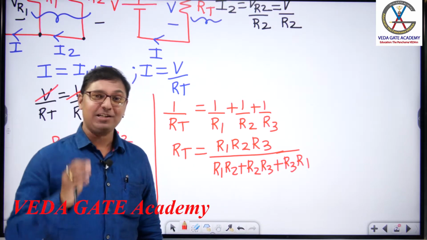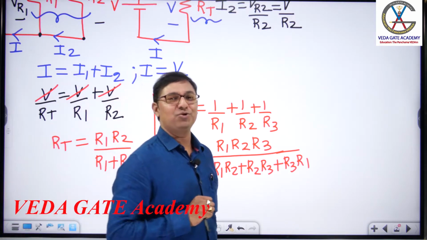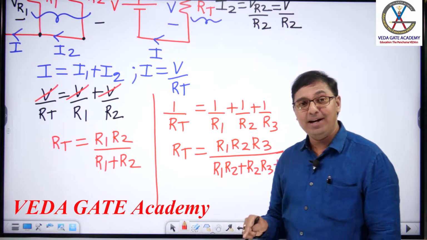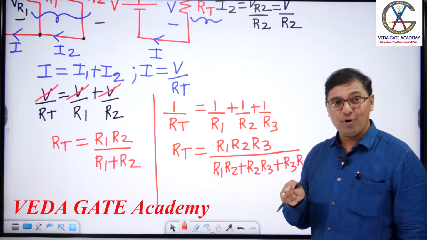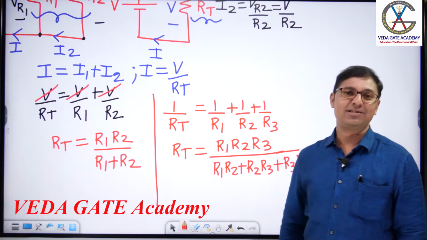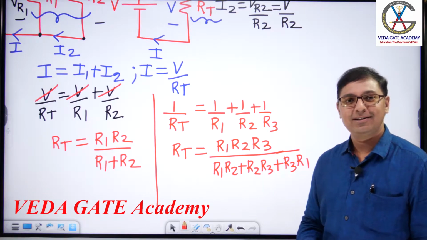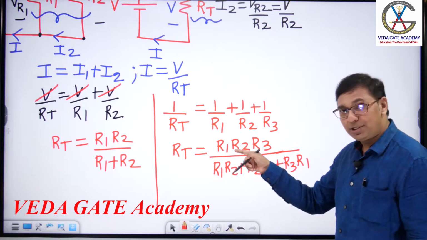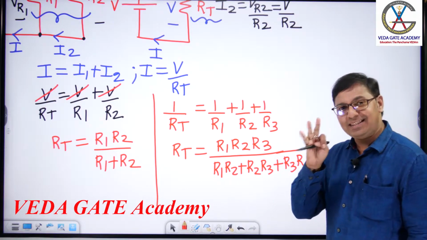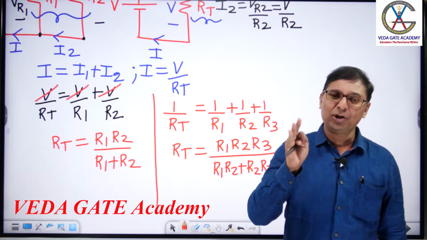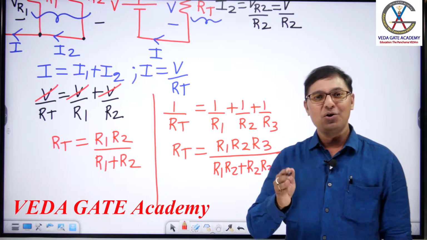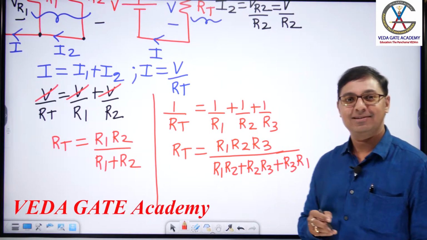Suppose 4 resistors are connected in parallel, what is the numerator here? Product of 4 resistors by denominator sum of product of 3 resistors, meaning 4 minus 1 resistors. Come on, hope you got the point. Numerator product of 4 resistors by denominator sum of product of 3 resistors. Can I write it like sum of product of 4 minus 1 resistors? Yes.